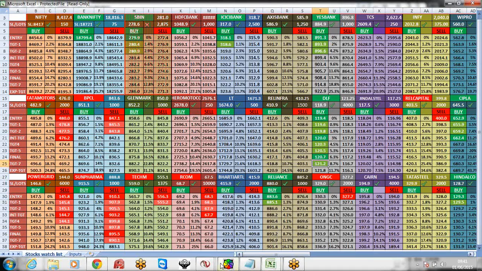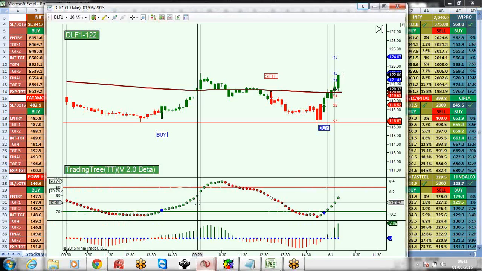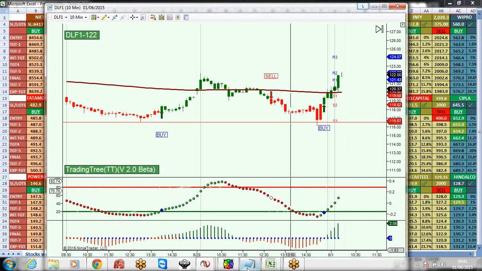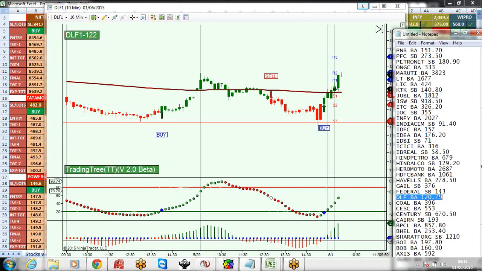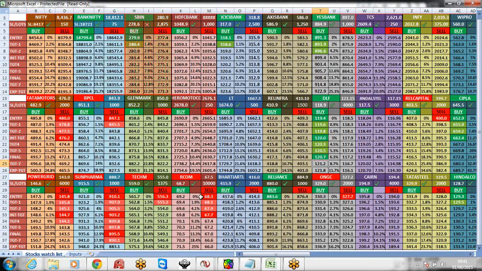So DLF has done all its targets. I'll show you the chart here, and the price at which we entered, 120.70. Now it is at 121.85. That's roughly around 2,000 rupees odd. Sun Pharma was a huge gap down. We have a buy in Reliance now.